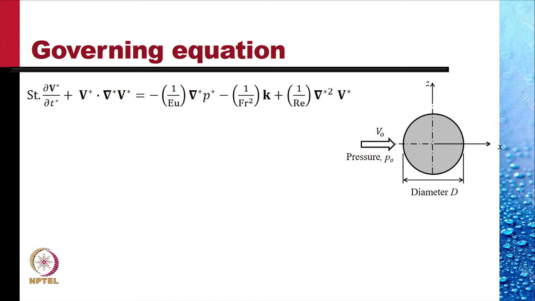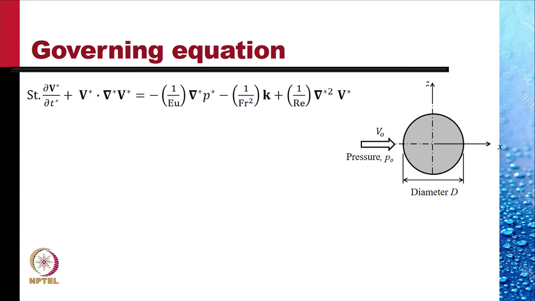We had non-dimensionalized the governing equations, the Navier-Stokes equation, and the non-dimensionalized governing equations in normalized variables look like this. In this, the coefficient of the convective acceleration term has been made unity, and then the coefficient of the unsteady acceleration term is the Strouhal number, of the pressure gradient is 1 over Euler number, of the gravity term is 1 over Froude number squared, and of the viscous term 1 over Reynolds number.